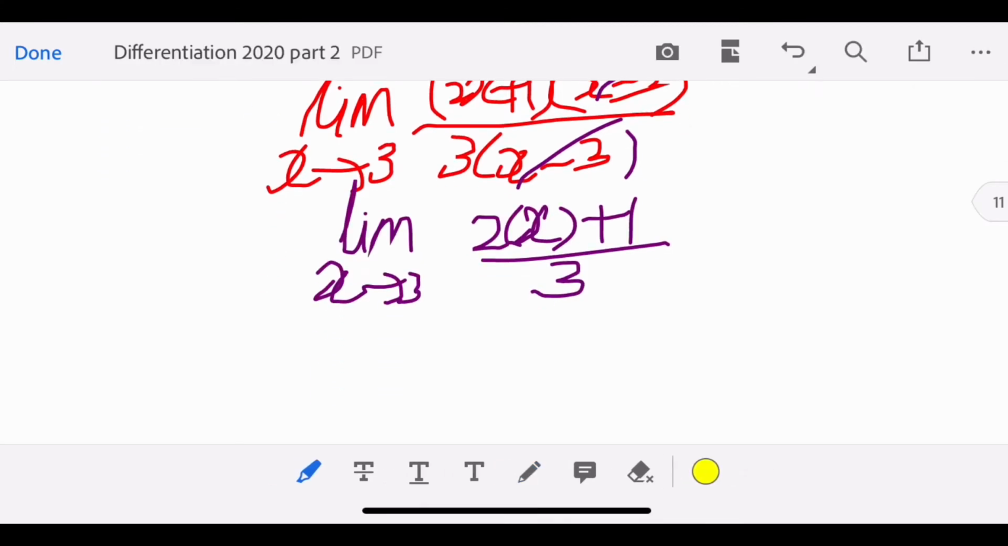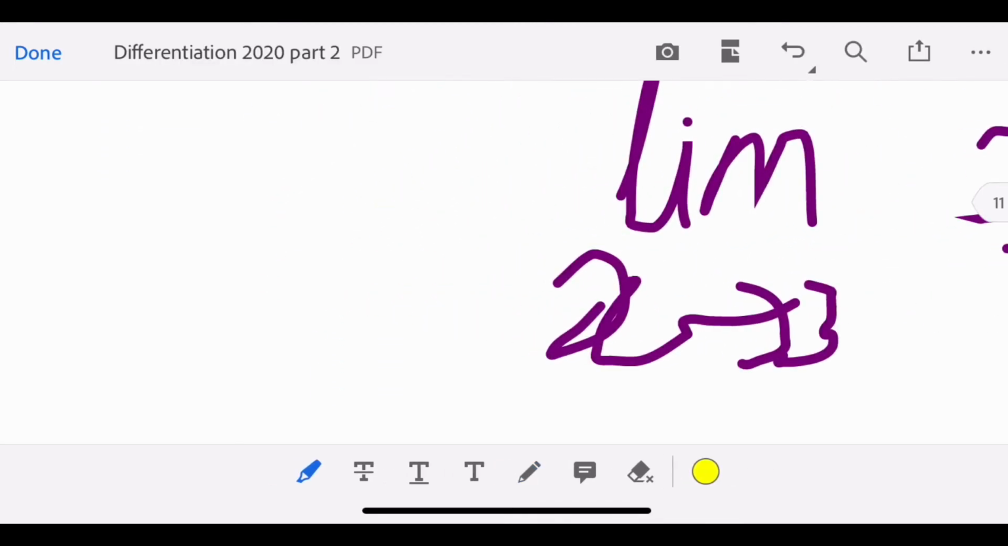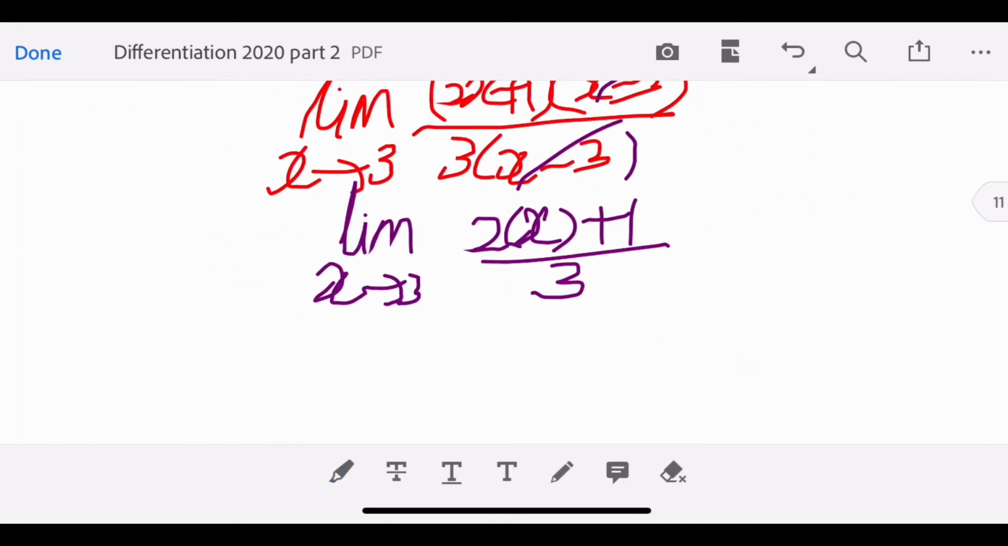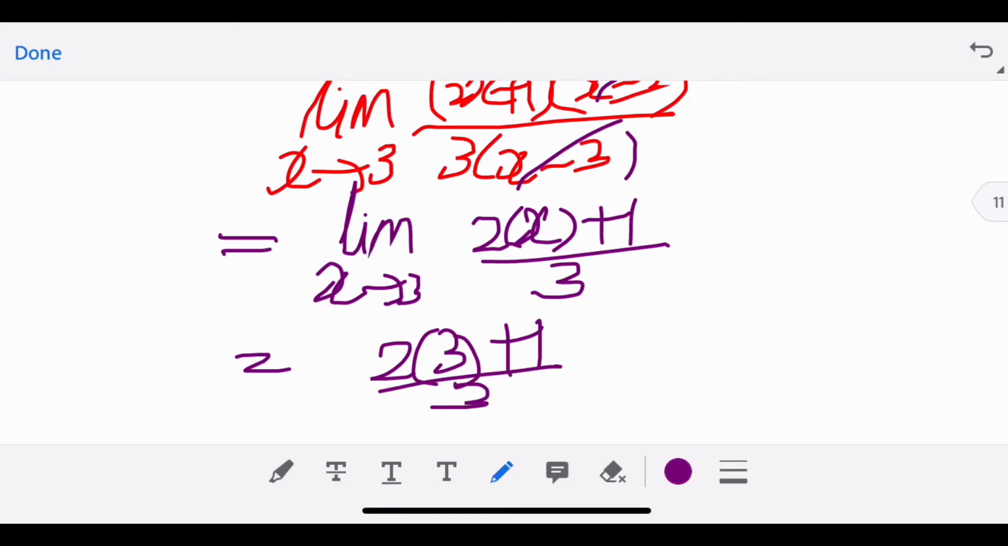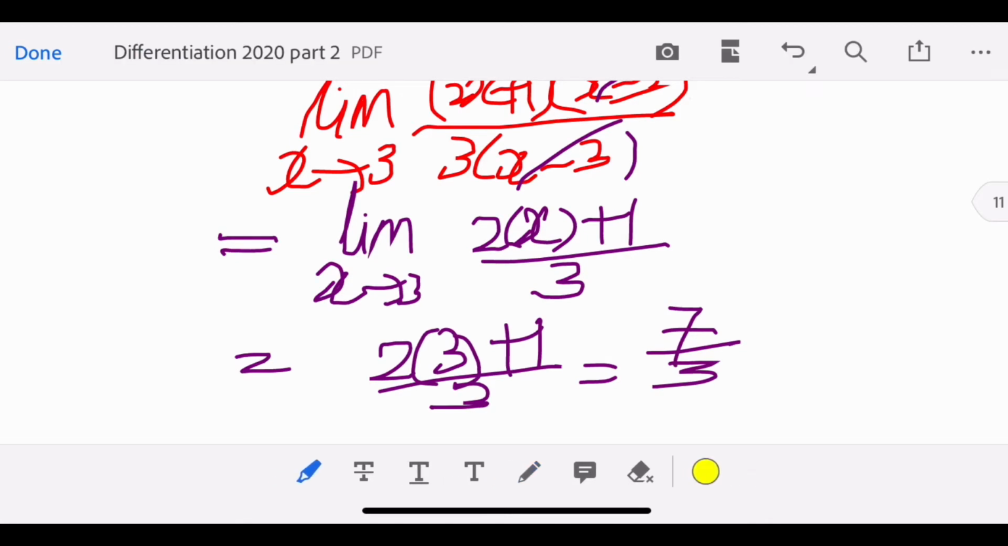So once you substitute, you do not need to write the limit. Now we want to substitute x is 3 into there. So once you substitute, you don't have to write the limit. So just write 2 times 3 plus 1 over 3. So your answer is 7 over 3.